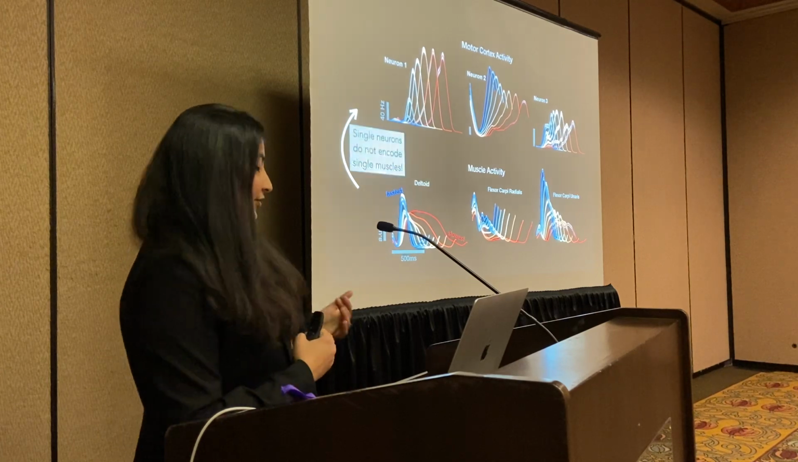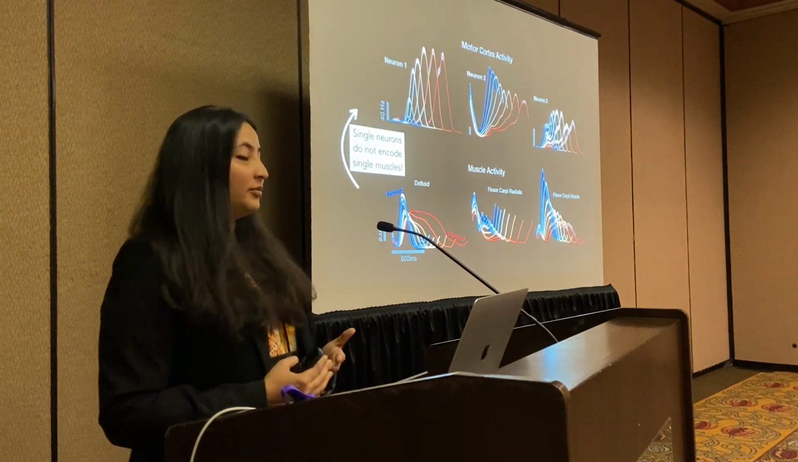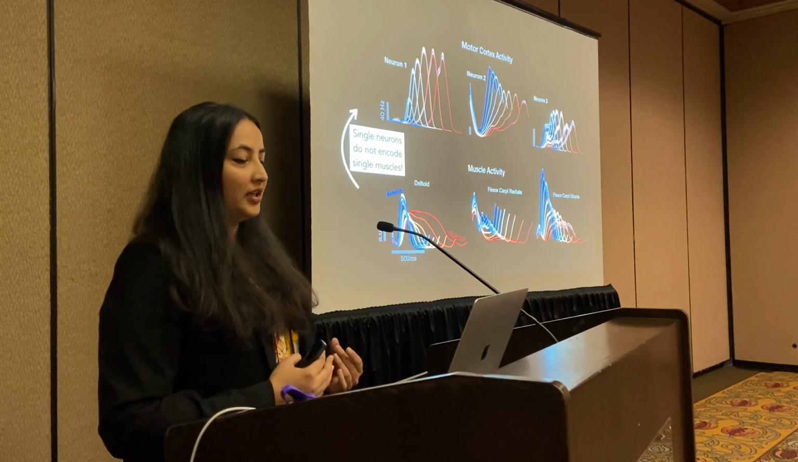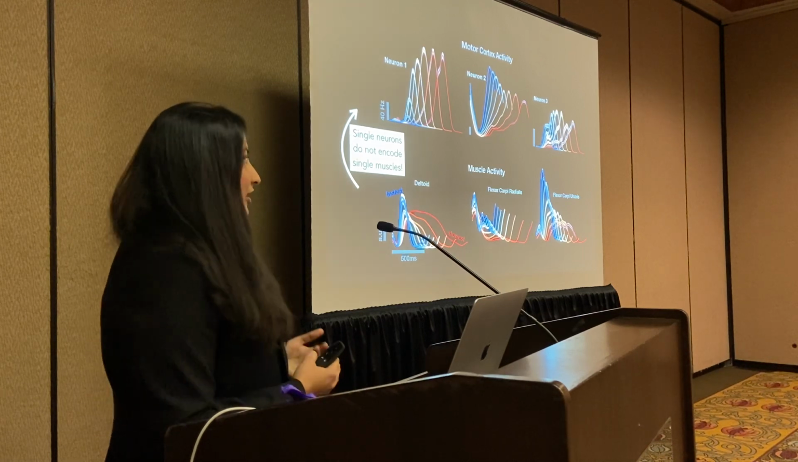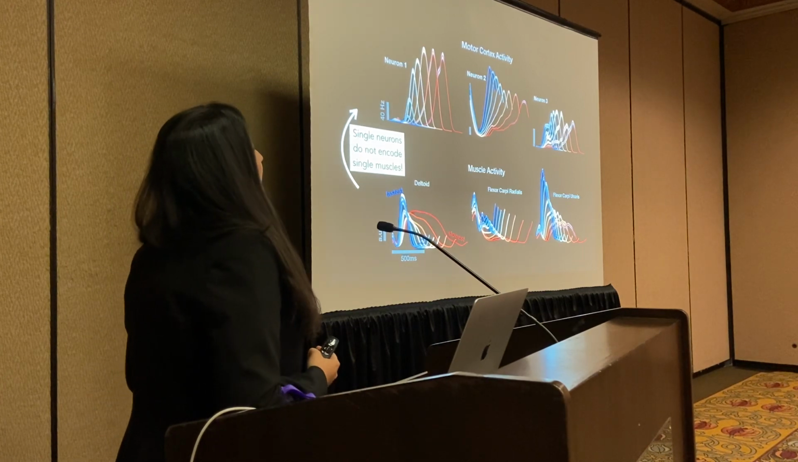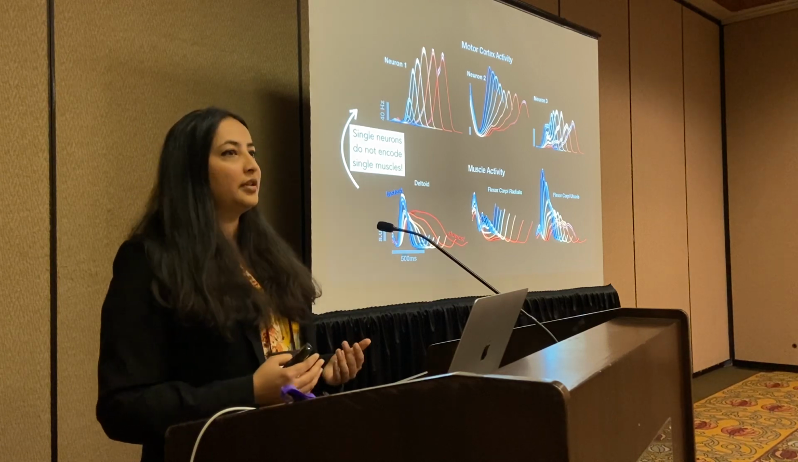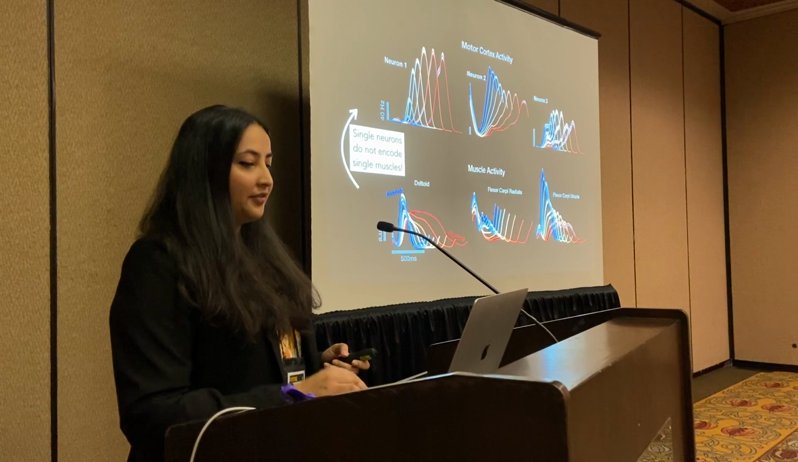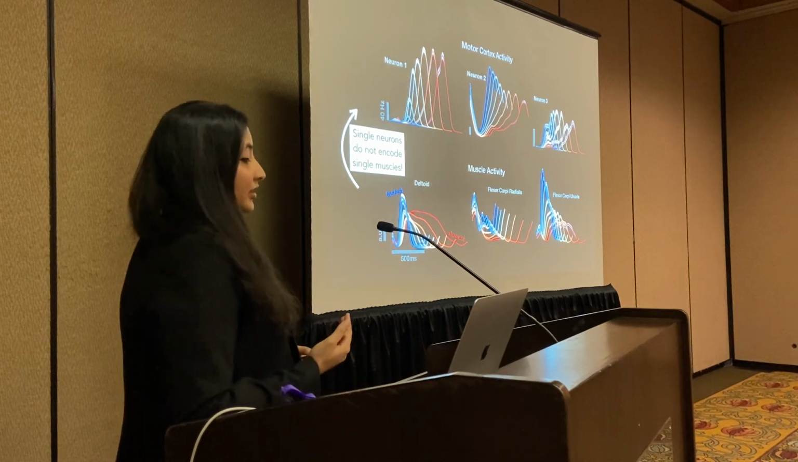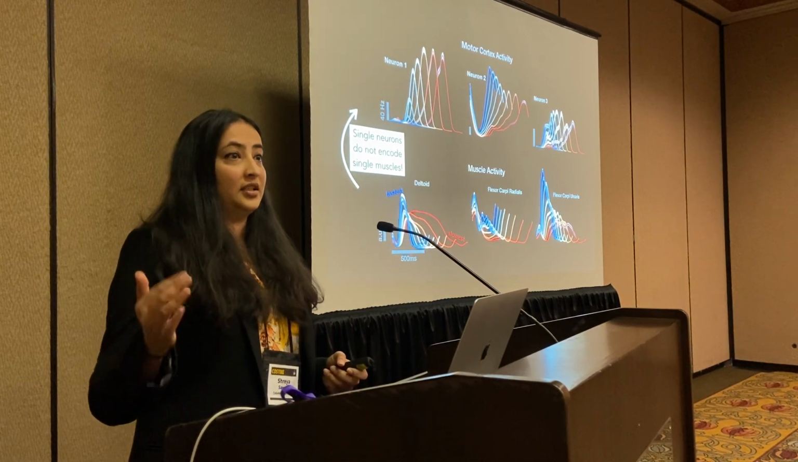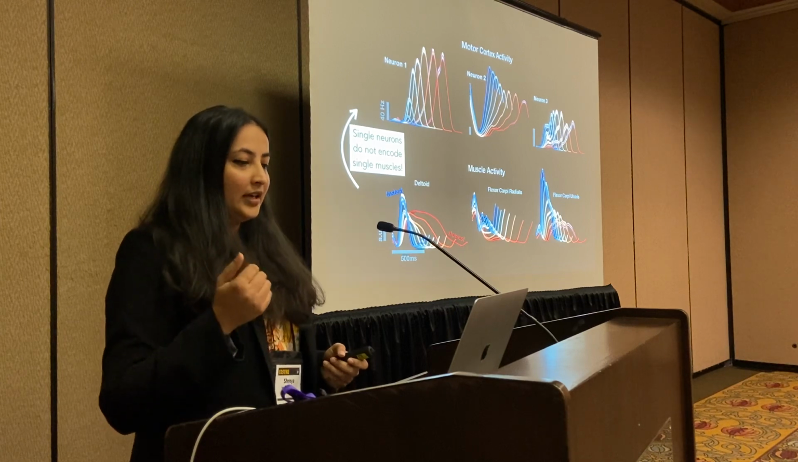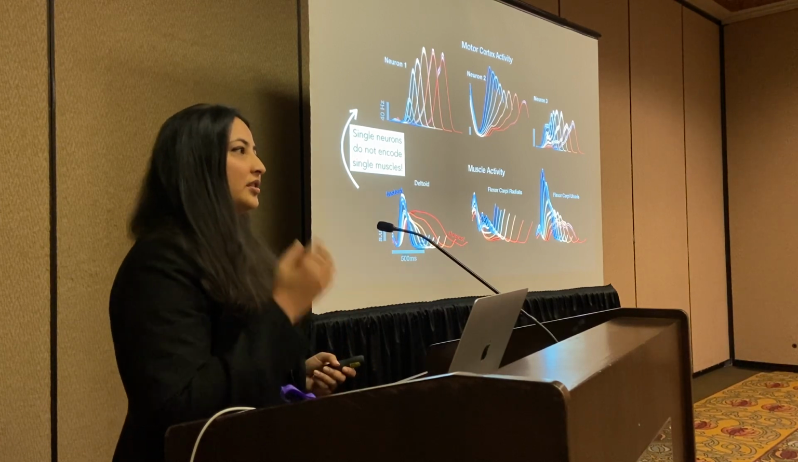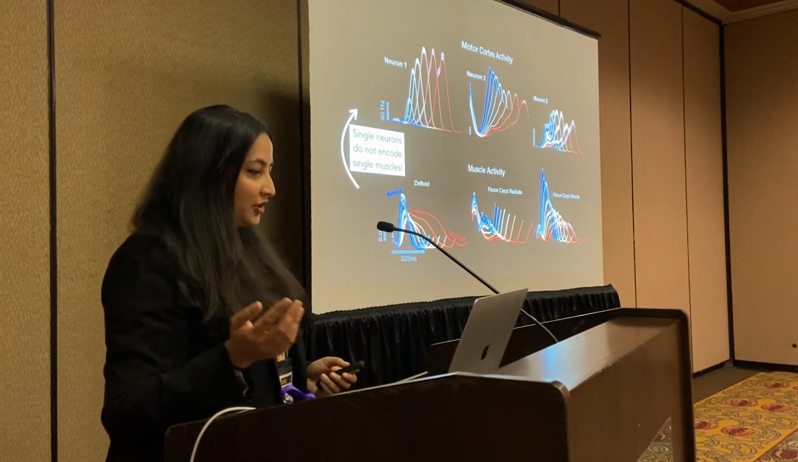However, the single neurons do not in fact encode single muscles, and I'll go into that a little more deeply in a bit. Even though this encoding hypothesis did not hold true in this data set, it provides a very good backdrop in that it gave us a clear quantitative prediction that we could make about the neural activity straight from the muscles.